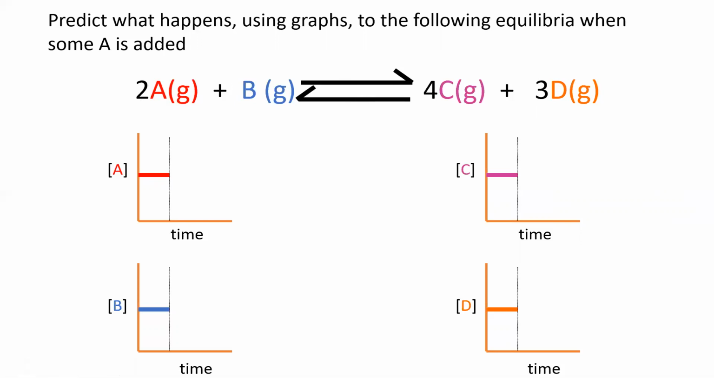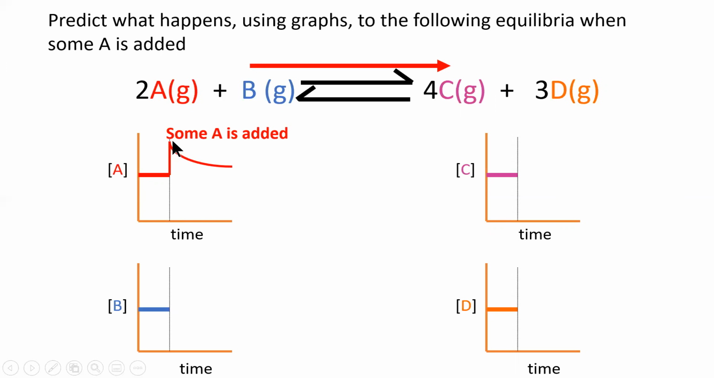The system will shift to offset the addition of the A. So what happens is A is added to the container. The system will shift from left to right to use up the A that's been added. B will get used up as well in the ratio of 1 to 2. C will be produced, as will D, at the ratio of 4 to 3 compared to the amount of B that is consumed. We can show this in the graphs.